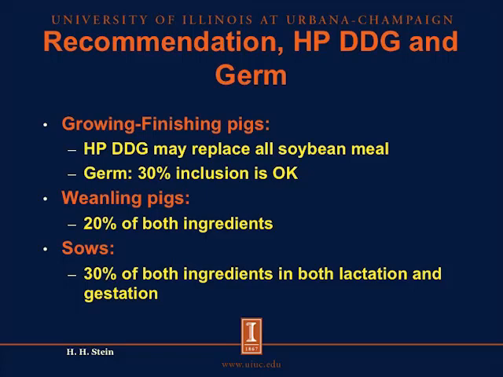For sows, we also recommend up to 30% of both HPDDG and corn germ, in diets fed in lactation and in gestation.